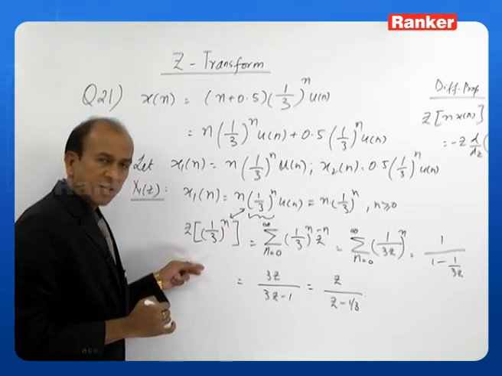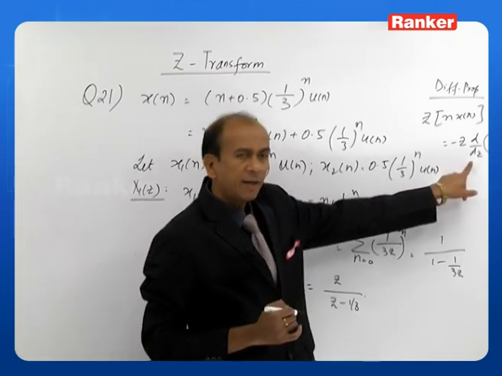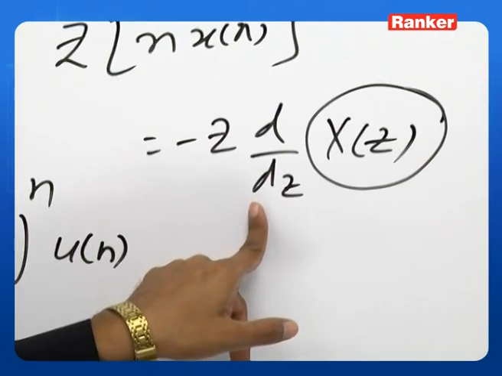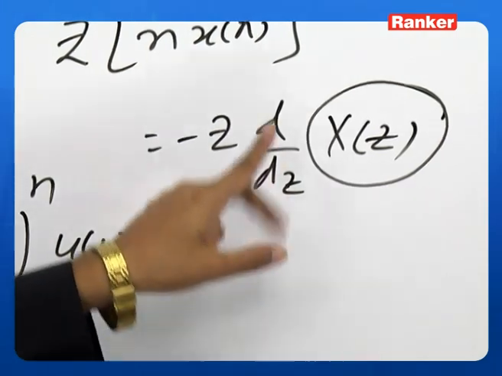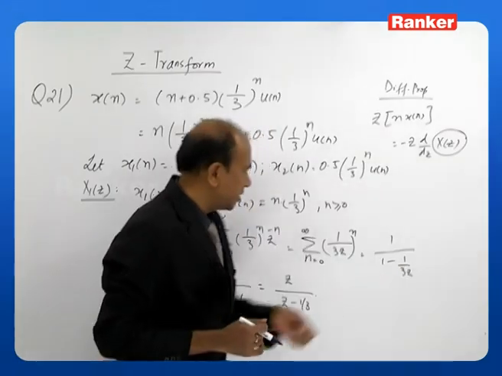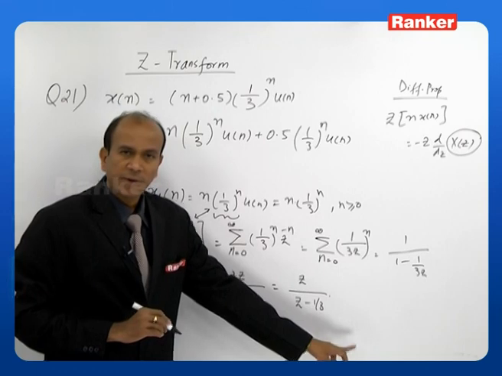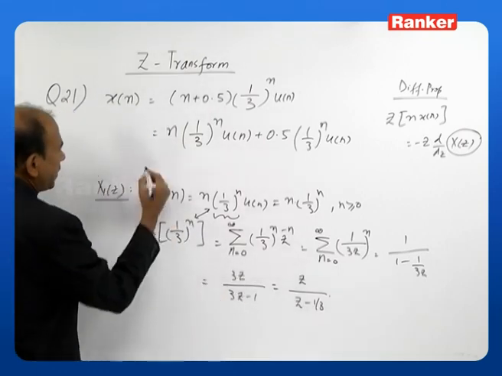Now what is it I have to do? I have to calculate x1 of z. How do I get x1 of z? We have to use this formula and get it here. Now let us find out x1 of z. So I will write here x1 of z now.